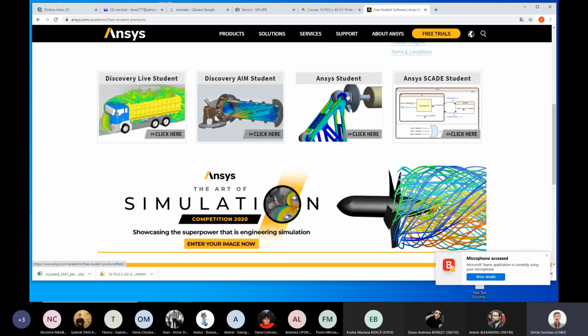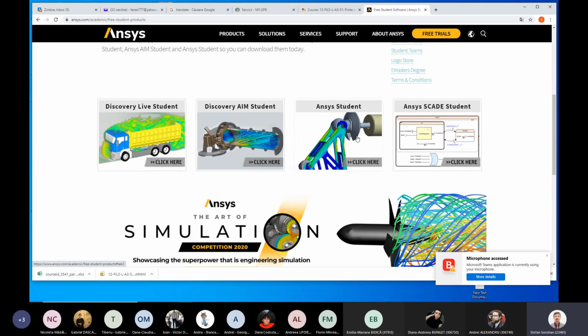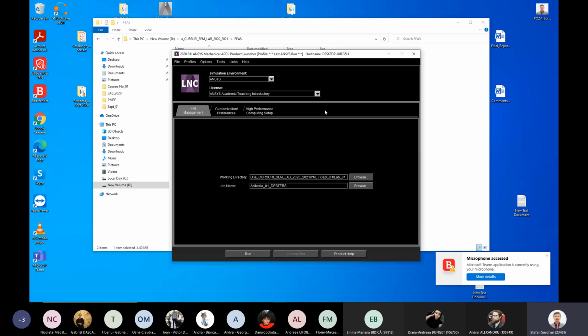And if you want to use ANSYS, or if you want to understand or start to work with ANSYS, you can download this ANSYS student version. It is better to have more than 4 gigabytes of RAM memory. If you have 8 or 16, it's better, or even more. So this ANSYS may be used to solve a lot of problems.